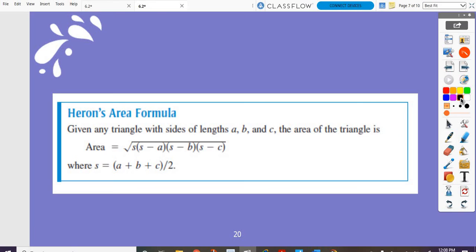So you have area equals the square root of s times s minus a times s minus b times s minus c, and then it tells us where s equals a plus b plus c, all divided by 2. And so basically they just set it up that way instead of having to put a plus b plus c divided by 2 four different times in our formula. So most of the time you're going to find s first and then just plug that in.